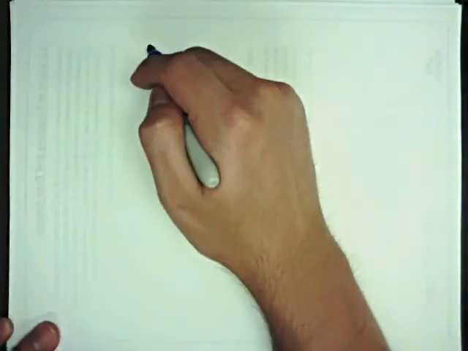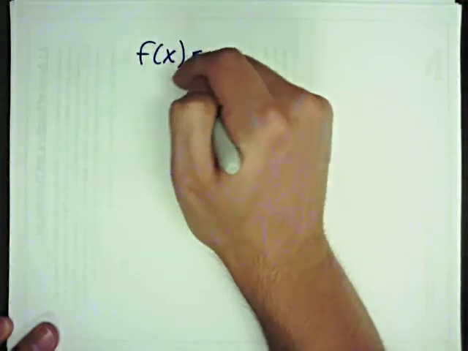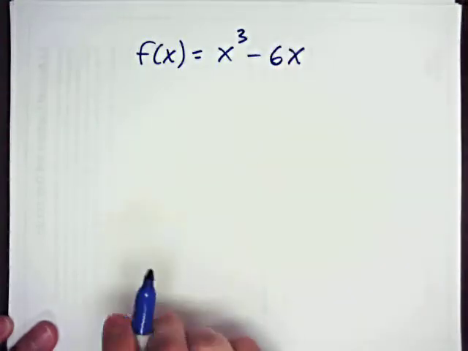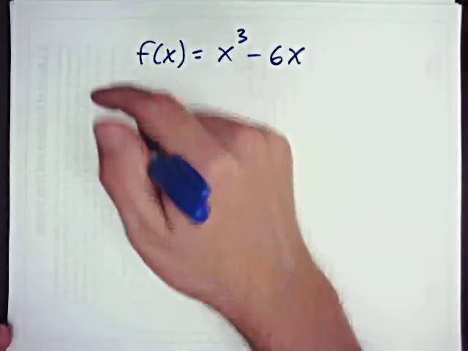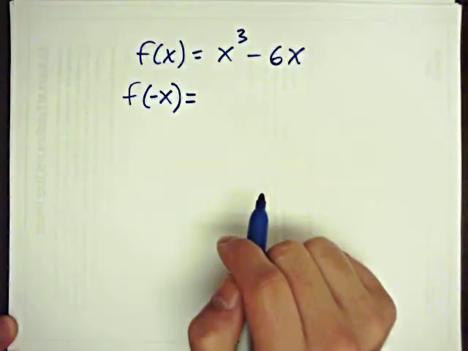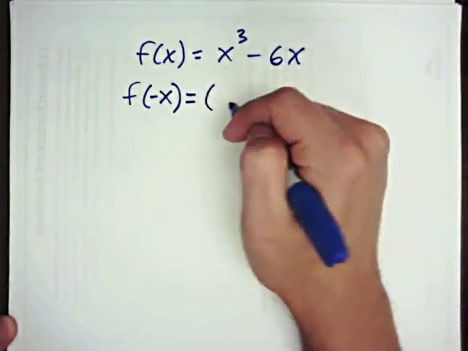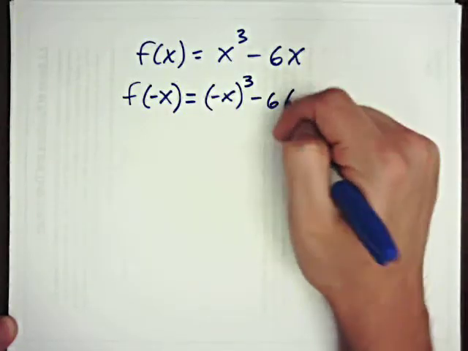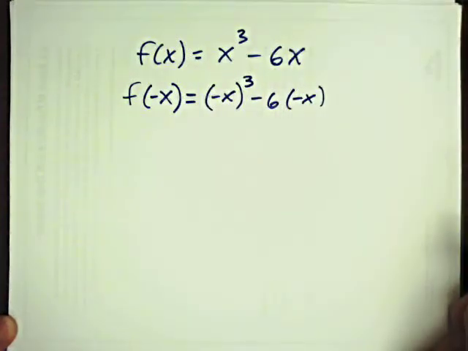Example 3, we have 3 functions, and we are asked to determine whether each of the following functions is even, odd, or neither. So example 3a, we have f of x equals x cubed minus 6x. And so our test is to substitute and evaluate f of negative x, like we did in a previous section. So f of negative x, we want to replace x with negative x, cubed, minus 6, replace with negative x, and now simplify.